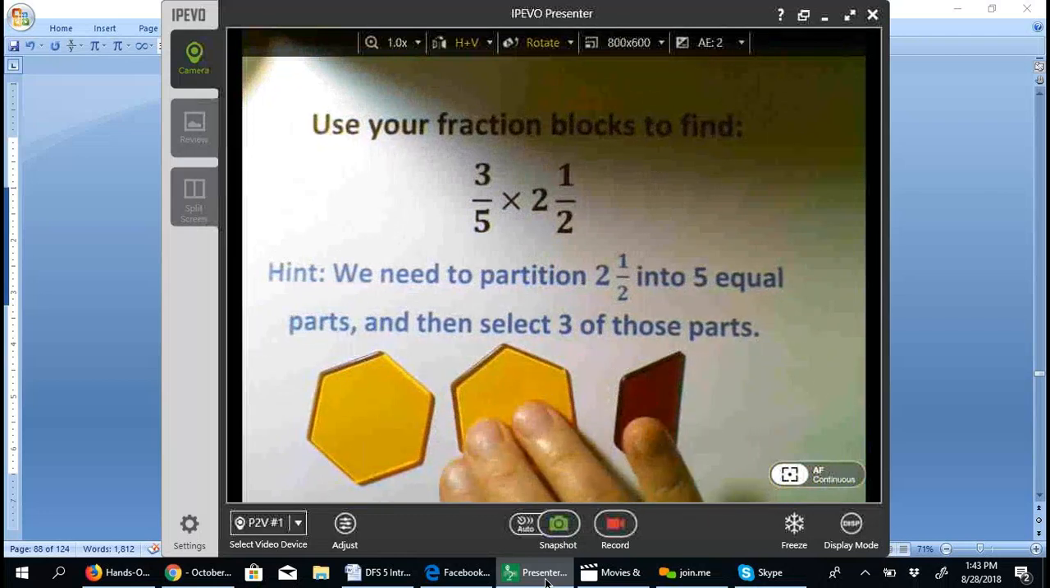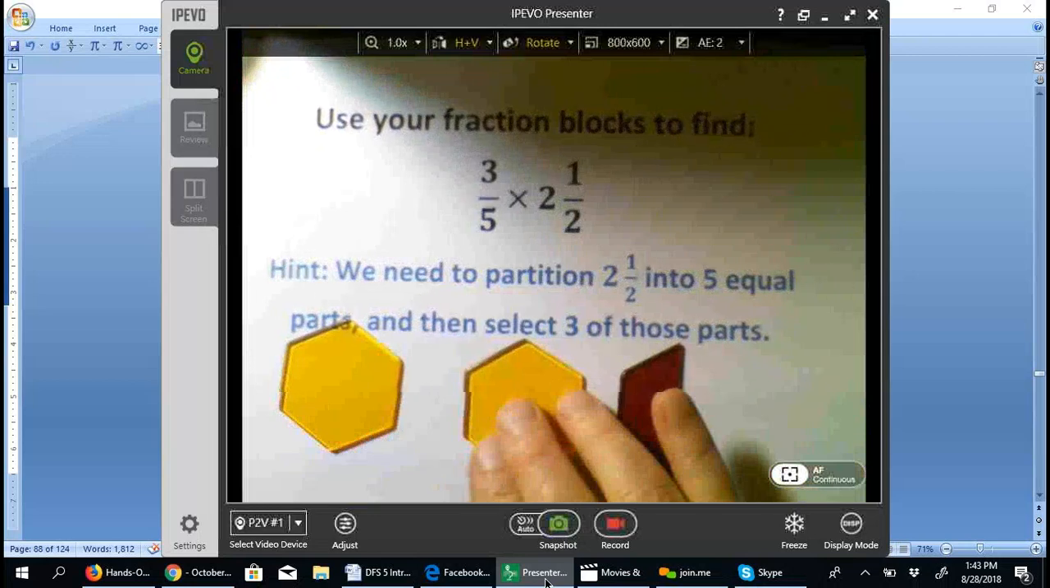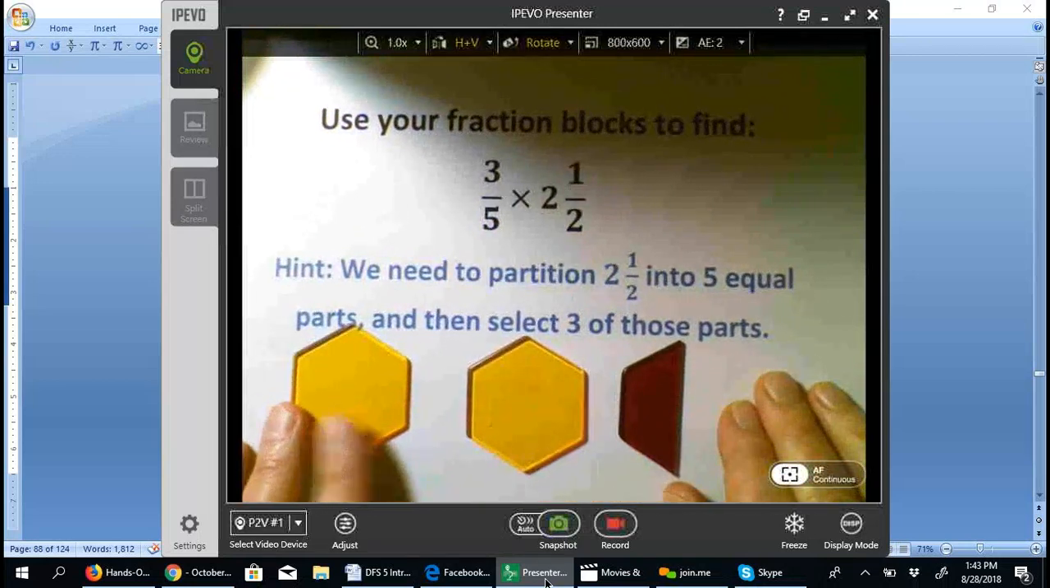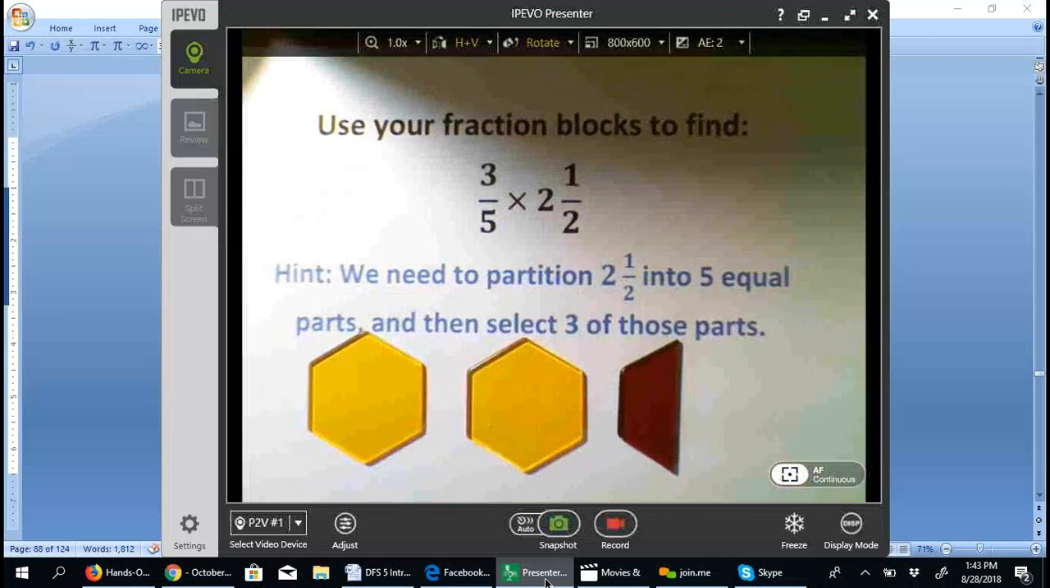Now, we need to take 3/5 of this. How are we going to take 3/5 of all of this? I need your suggestions. I have to break all this up into 5 equal parts.